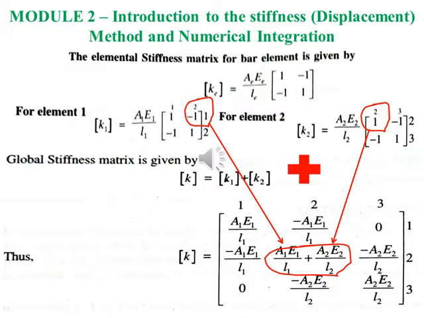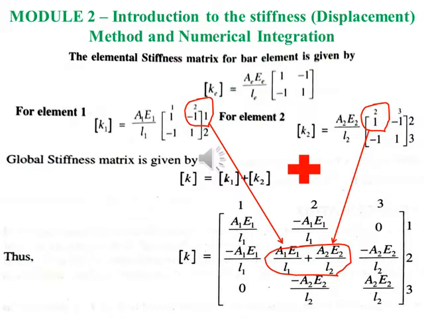You can observe here I have written 1 with the small letter 1 on the top and small letter 1 on the right side. Similarly, for the element 2, K suffix 2 is nothing but A suffix 2 E suffix 2 divided by L suffix 2 into [1 -1; -1 1].